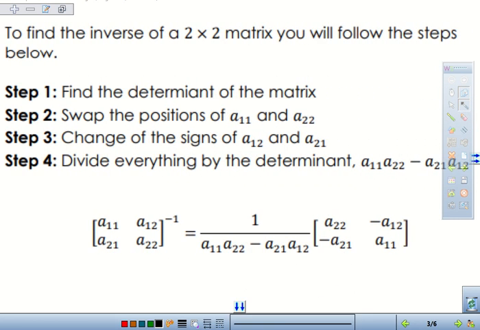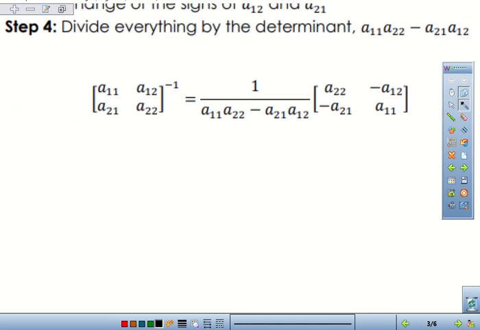So these are the steps to finding the inverse matrix. Step 1 is to find the determinant of the matrix. You guys know how to do that. We learned about it on the last slide. Step 2 is to swap the positions of A11 and A22. So these are literally going to swap. You're going to then change the signs of the other diagonal. And then you're going to divide everything in that matrix by the determinant. Of course we're going to do some examples of this, but there is a little phrase that can help you remember what the steps are, okay?